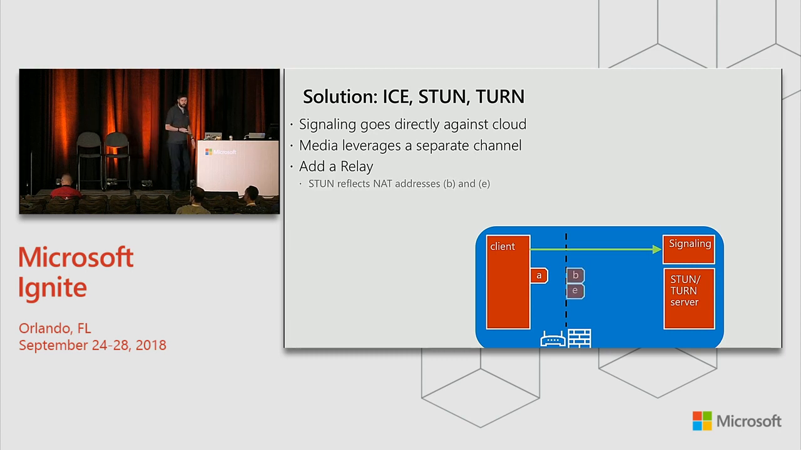What the relay does, that's the STUN/TURN server, it actually reflects the NAT addresses B and E. And why do we have two NAT addresses? Because we have UDP and TCP. So we need two reflective addresses, and we also have the ability to relay those packets on the STUN and TURN server. I'll go a lot more in depth about how that works, but this is the general concept.